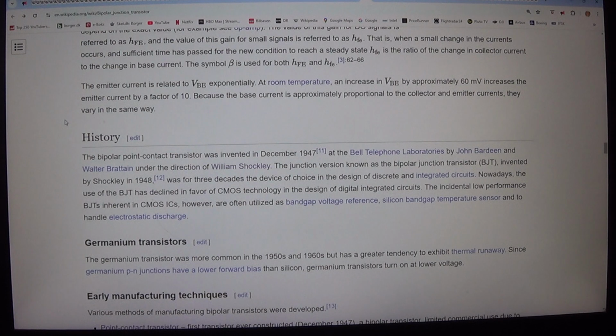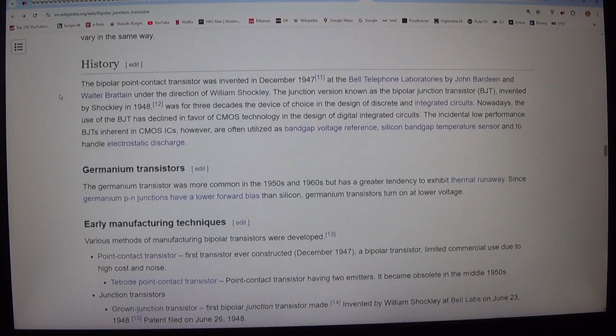The emitter current is related to V sub BE exponentially. At room temperature, an increase in V sub BE by approximately 60 mV increases the emitter current by a factor of 10. Because the base current is approximately proportional to the collector and emitter currents, they vary in the same way.